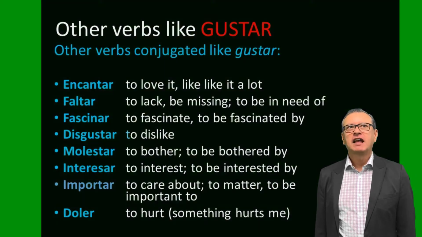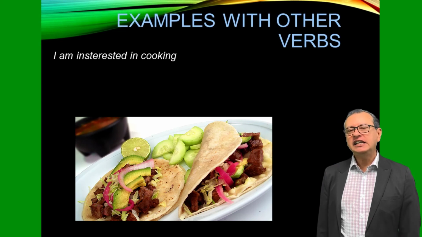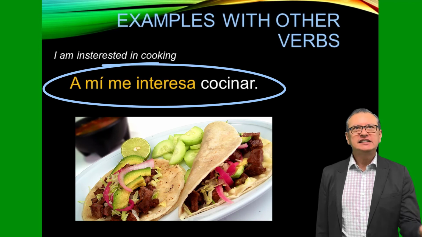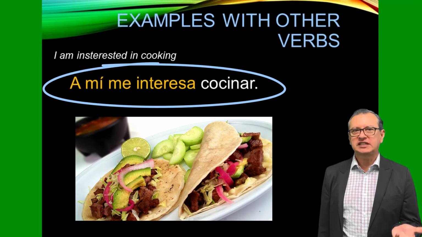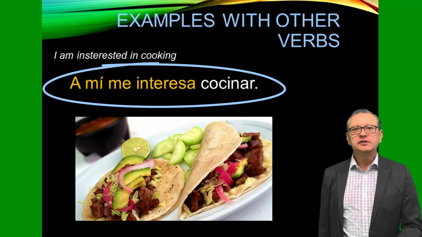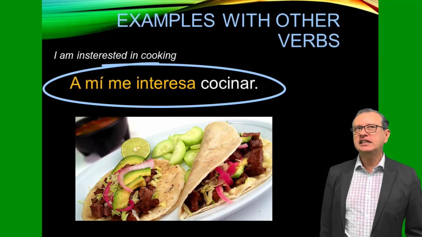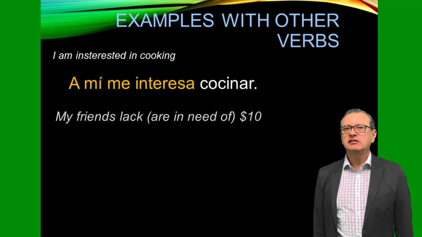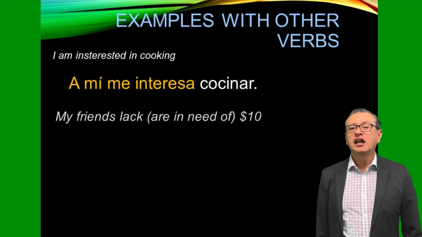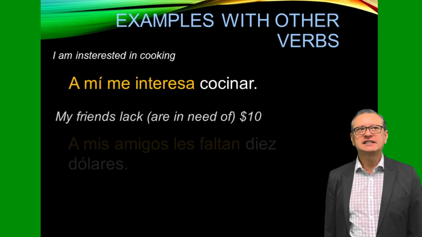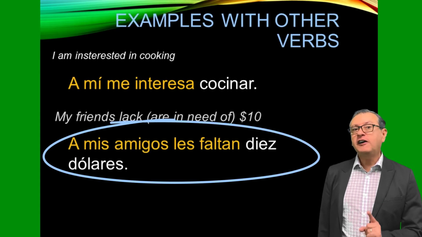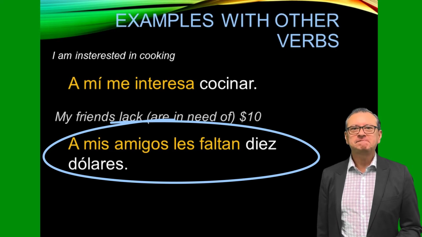Let's take a look at it. How do you think I would say, I am interested in cooking? Correct. A mí me interesa cocinar. The verb is to be interested about something. So I will put me interesa. Notice that I use interesa because it's a verb. My friends need $10. How would I say that in Spanish? The verb is faltar. So let's take a look at how you construct that sentence. A mis amigos les faltan $10. I use faltan because diez is plural.